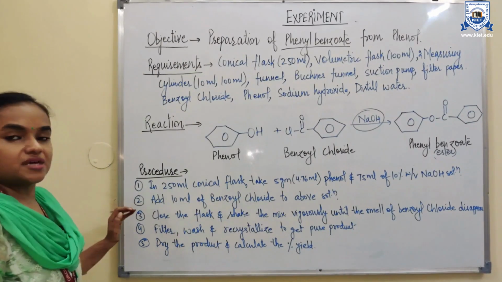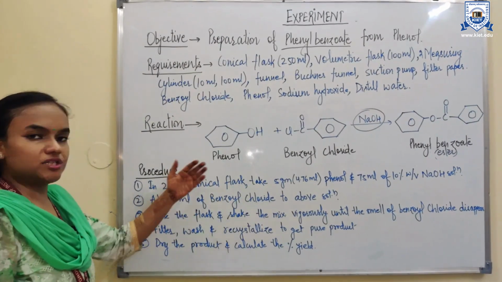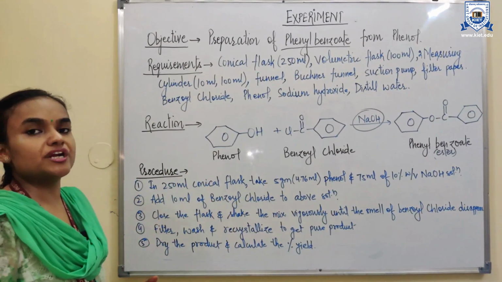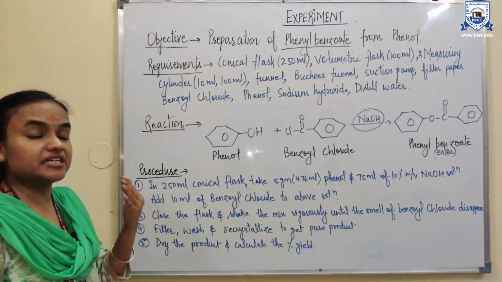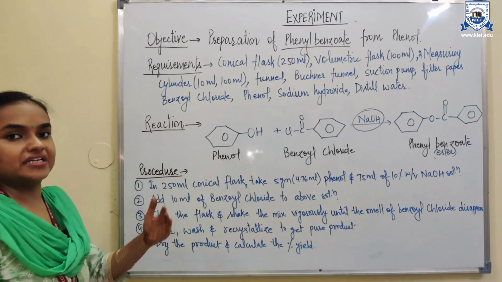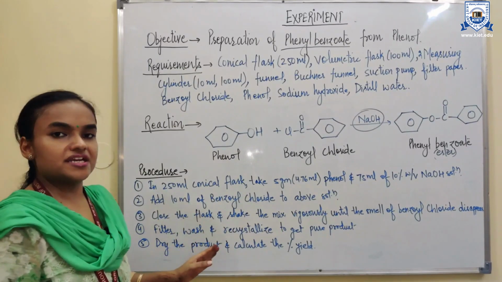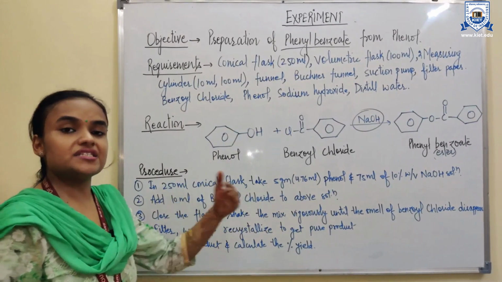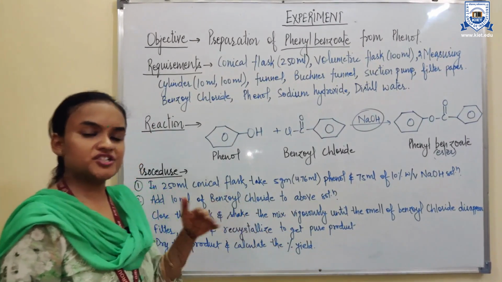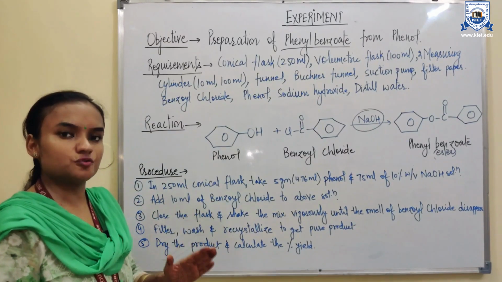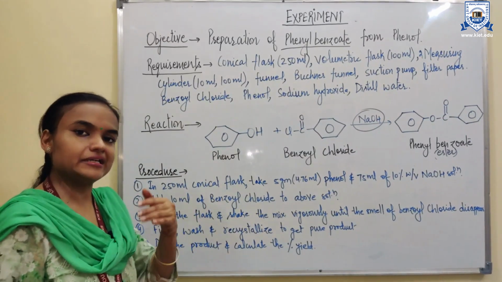In the next step, add 10 ml of benzoyl chloride to the above solution. Since benzoyl chloride is very lachrymatory and causes irritation to the eyes, please handle it with care. Close the flask and shake the mixture vigorously. This step takes about 15 minutes. We shake the mixture until the smell and fumes of benzoyl chloride completely disappear.